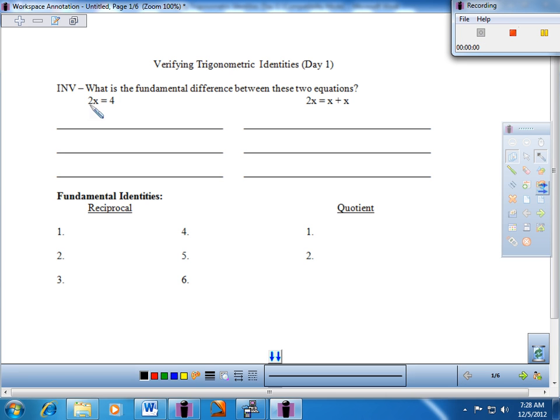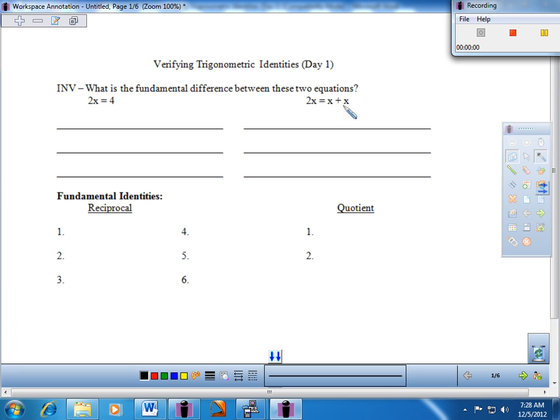On the left side of your page, you should see something that says 2x equals 4. That is definitely an equation you've seen before. And then here's an equation over here, something like 2x equals x plus x. There's some very big fundamental difference between those two types of equations. Obviously, both have variables, both have an equal sign right in between. But really, what is the fundamental difference between the two?